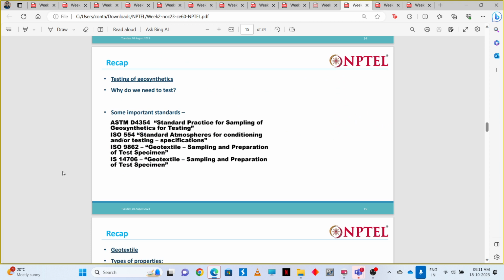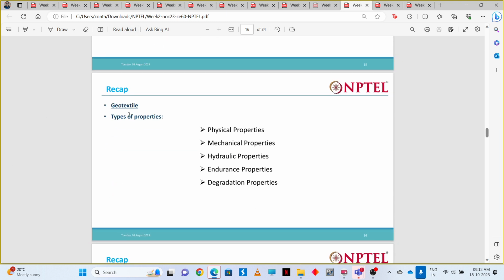Then we had testing of geosynthetics. Why do we actually need testing of geosynthetics? To know their properties, properties such as mainly strength, frictional properties, durability properties, all these things. For that purpose, we need to test all the geosynthetics before use. So what are some important standards? Some important standards for geosynthetic testing are given here.